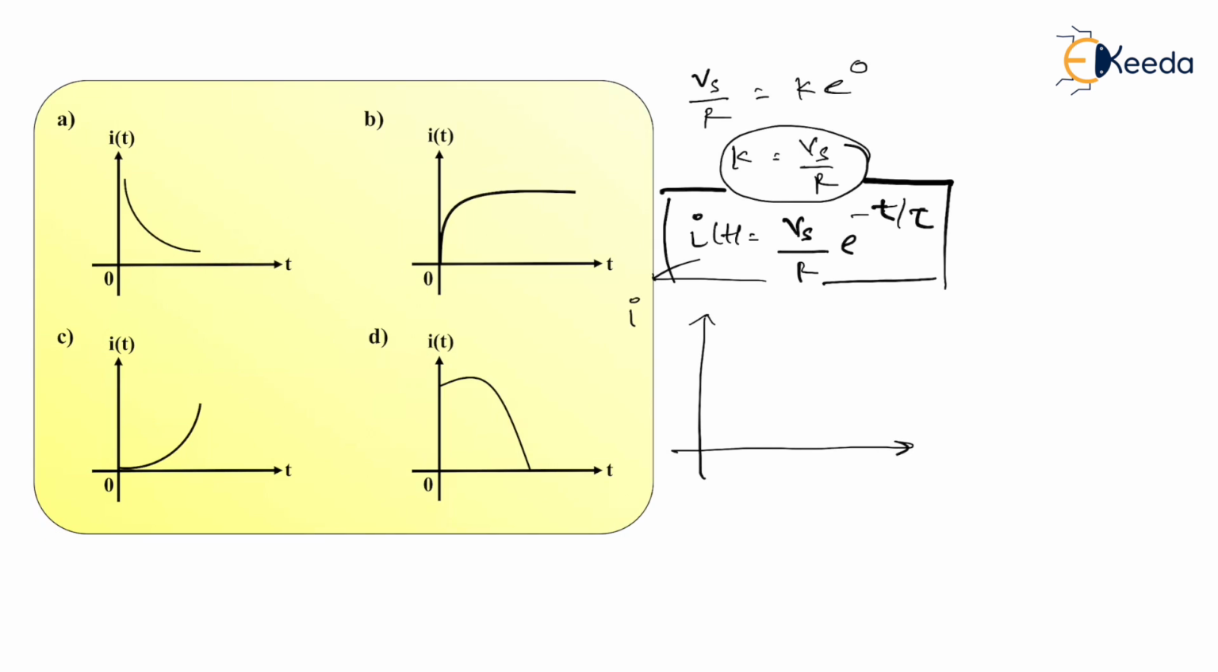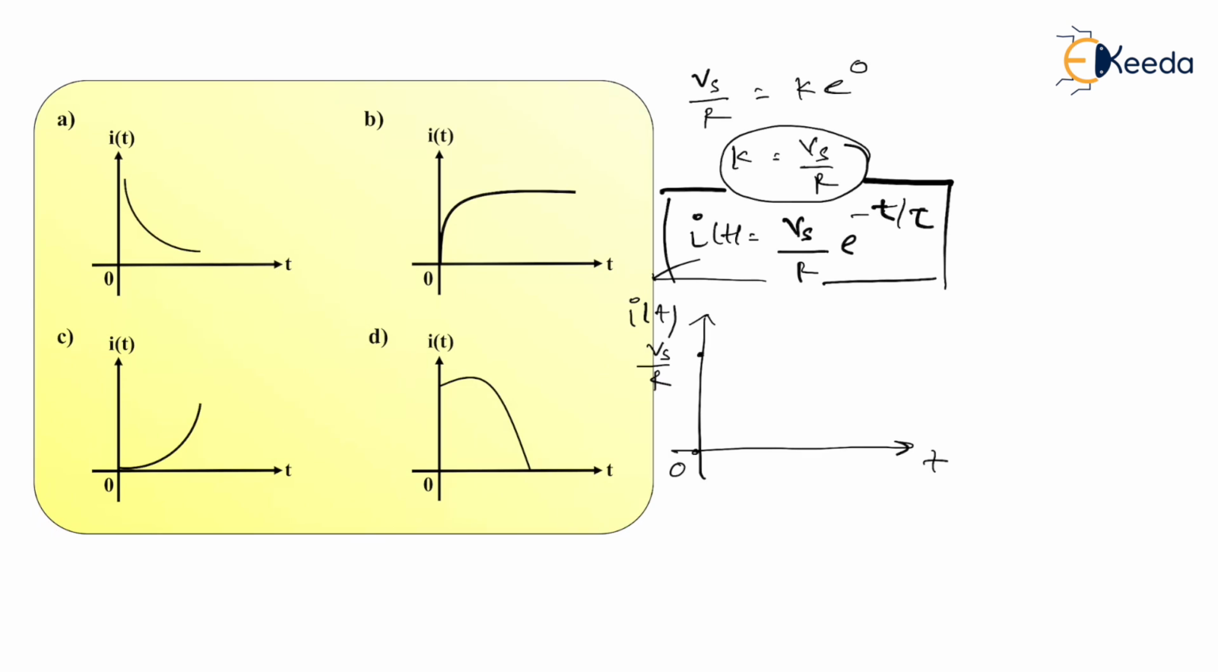Take I of t with respect to time. We'll start with the origin, meaning t equal to 0. Imagine at t equal to 0, wherever there is t, substitute with 0. If I substitute in this expression, what will happen? It will become e to the power 0, which becomes 1. It means I of t is simply Vs by R. So Vs by R will be somewhere here.